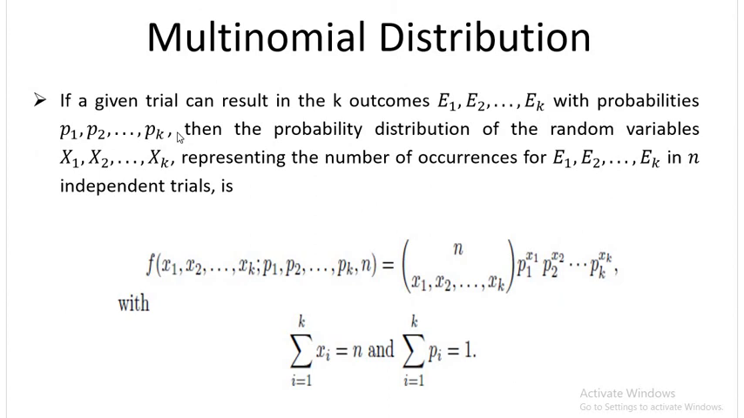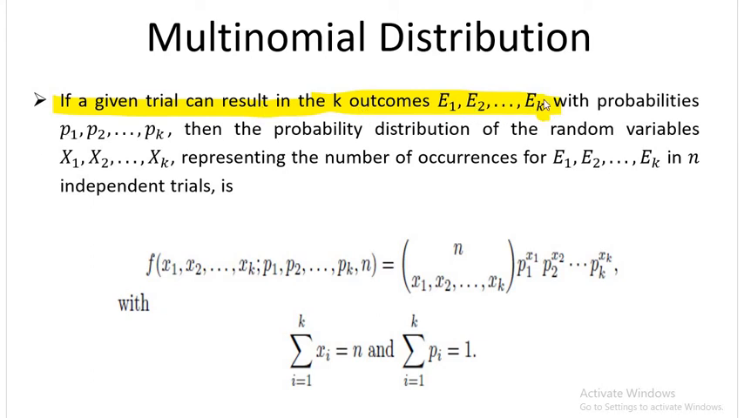The multinomial distribution is a little more general than the binomial. It's easy. You see, in binomial you had only 2 outcomes. We call it binomial. Now you have multinomial. It means more than 2 outcomes. We call it multi, right? So if your given trial can result in k outcomes, not in 2. It can be 3, 5, 10, 15, 20, whatever, right? So k is any number which is greater than 2. If k is 2, then it is binomial.